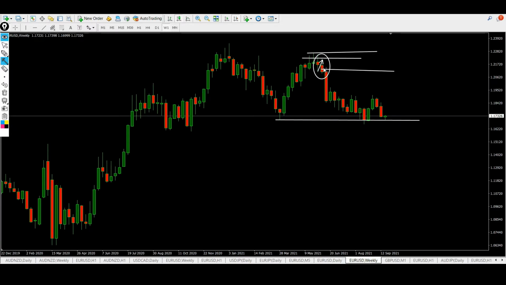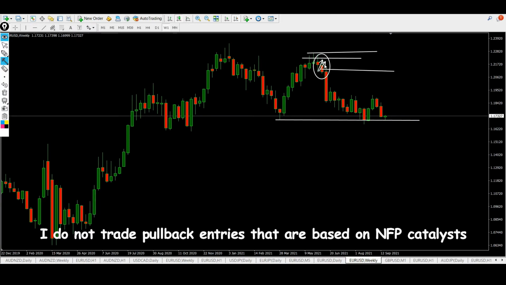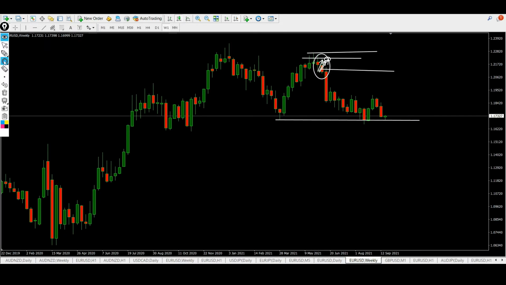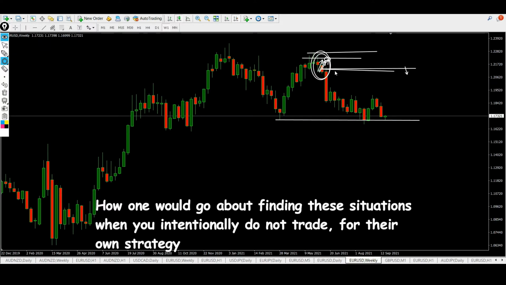And if you recall, it was because this pullback was based on an NFP release catalyst. So one situation I do not trade are pullback entries that are based on NFP catalyst, and therefore I did not take this short entry and waited for another pullback at this 1.2030 level for that second short entry. Okay, so I'll get into more detail about this NFP pullback situation in which I do not trade, but for now let's go and see how one will go about finding these situations when you intentionally do not trade for their own strategy.